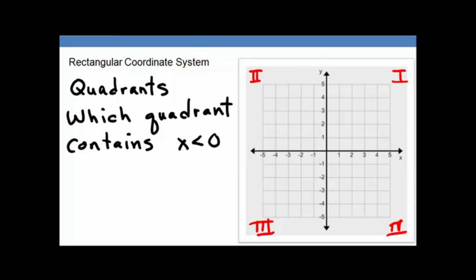Here's one more quadrant question. Which quadrant contains x less than 0? So if x is less than 0, then x is negative. So x is across, so it's going to be less than 0. Puts it on this side, so it could be quadrant 2 or 3. There is no restriction on the y.